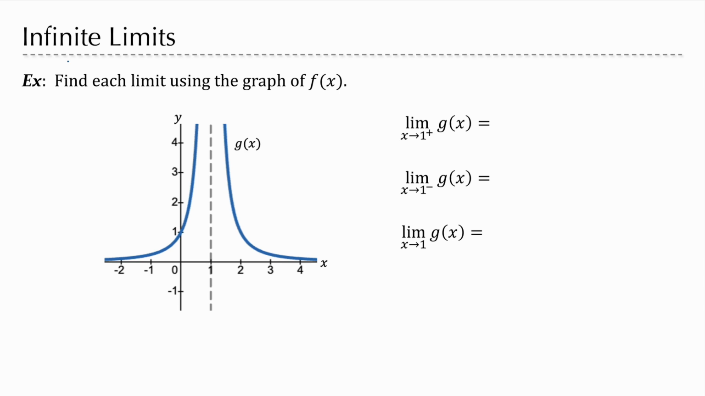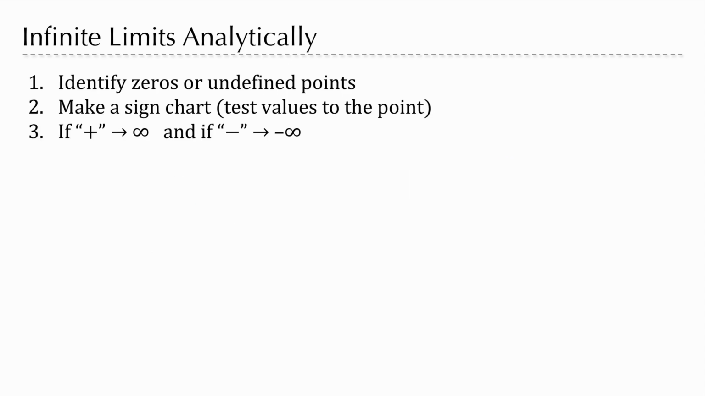So my conclusion here is that from the right, we increase without bound. From the left, we also increase without bound. So this time, when we talk about the overall limit at 1, because the left and right sides are doing the same thing, we can further communicate in general that as the graph approaches 1, it increases without bound. So now that we've looked at a couple graphical examples, let's look at a couple analytical ones.